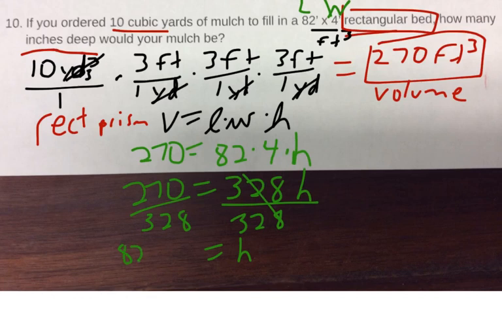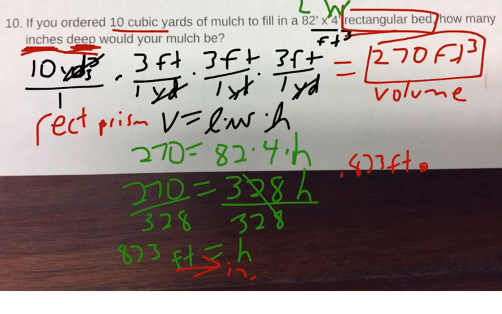0.823. And what units am I talking about here? What does this apostrophe here mean? Feet. So that's 0.823 feet is my height. And what did I want my height in? It said the depth, which is the same thing as the height, in inches. So I need to convert this feet into inches. So all I need to do is 0.823 feet into inches.